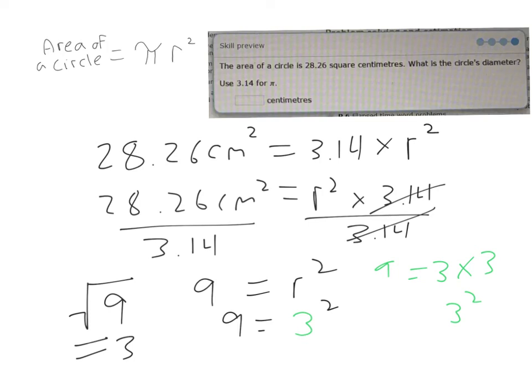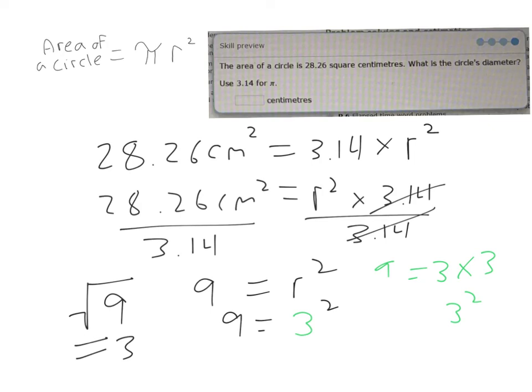So the square root of 16 is 4. The square root of 4 is 2, because it's 2 times 2. 16 is 4 times 4. The square root of 25 is 5. 5 times 5 is 25. The square root of 64 is 8. 8 times 8 is 64. It is the opposite operation to squaring.